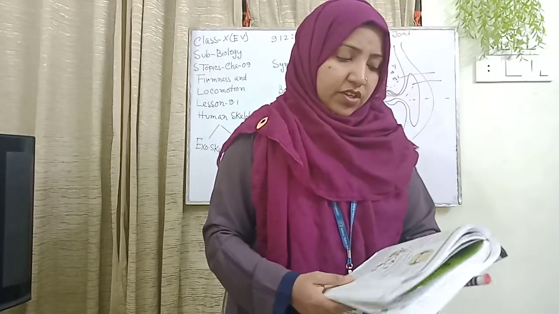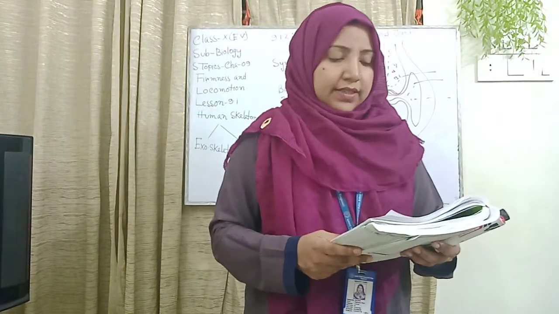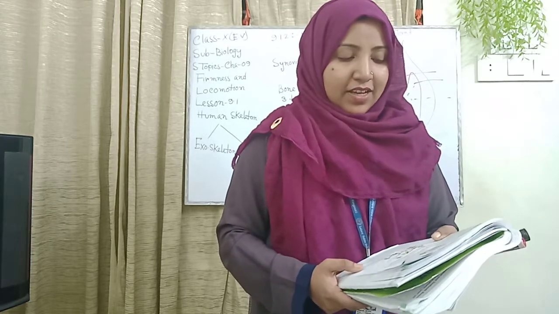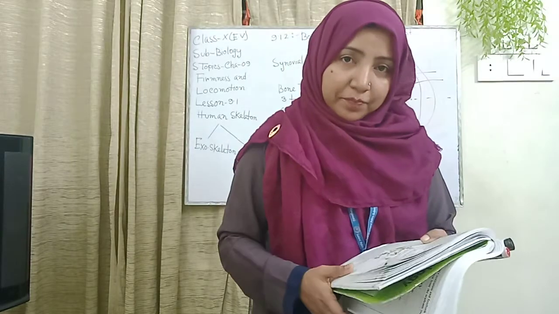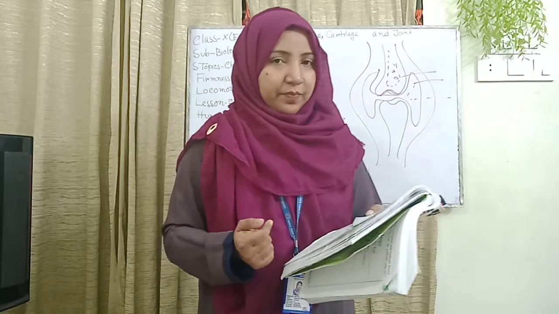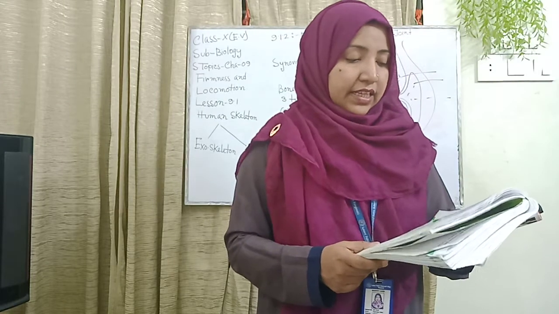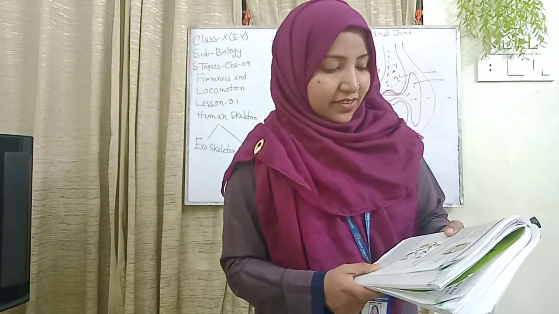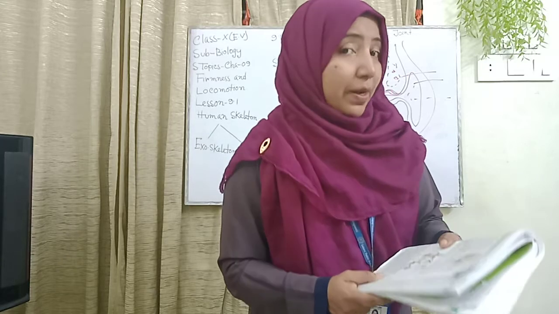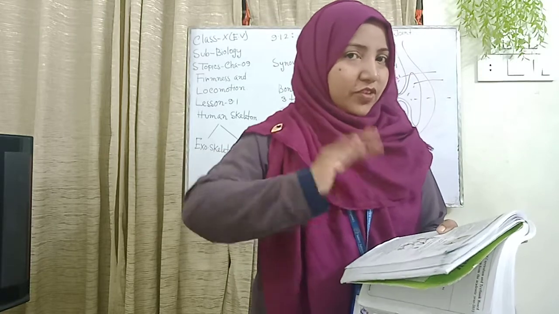First is the fixed joint. The bones are joined firmly, so it is immovable. For example, the joints of the cranium. The second is the slightly movable joint. These joints are joined with one another and have a small sliding surface, so we can bend the body. For example, the joint of the backbone.